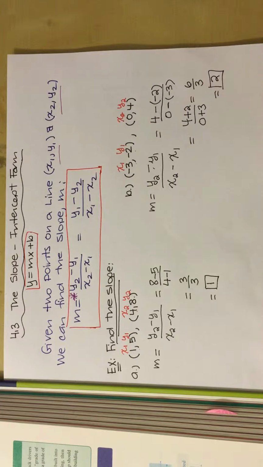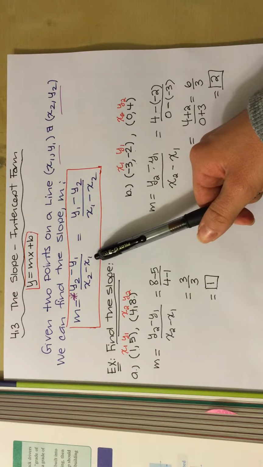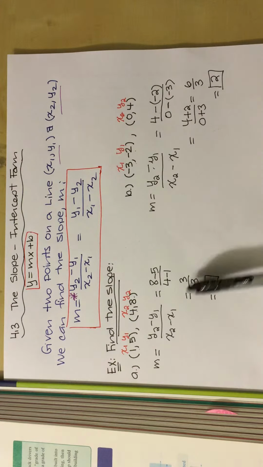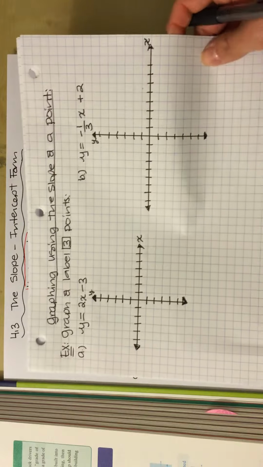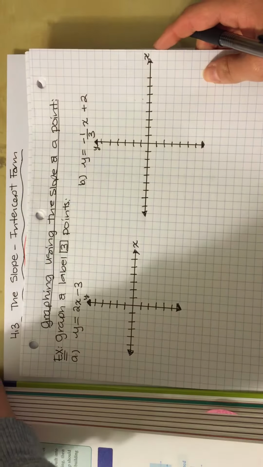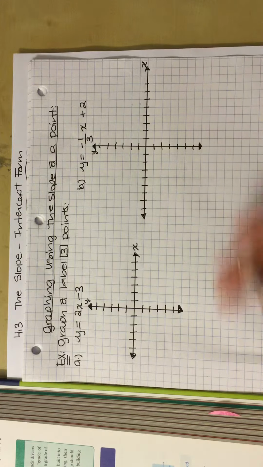So when you calculate the slope, basically all you need to remember is you need to memorize this formula. And then we need to just put in our coordinates, calculate it correctly, and that would give us the slope. Let's look at the second part of this section, which is graphing using the slope and the y-intercept. So what we want to do here is we want to graph using the slope and the y-intercept.